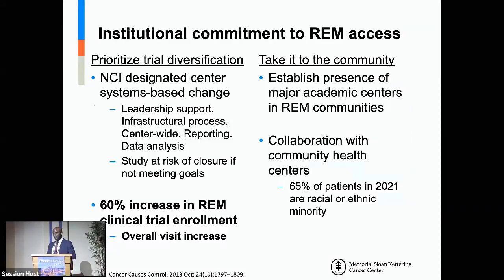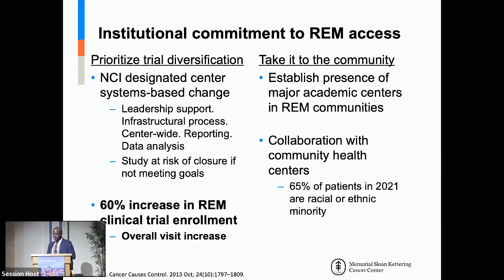Essentially, if a study was at risk of closure because it was not meeting its goals, it would have to come up with a plan on how to adjust and meet the goals. They noticed a 60% increase in clinical trial enrollment of their racial and ethnic minority population. There was also an overall increase in the patient population coming to the center as a whole.